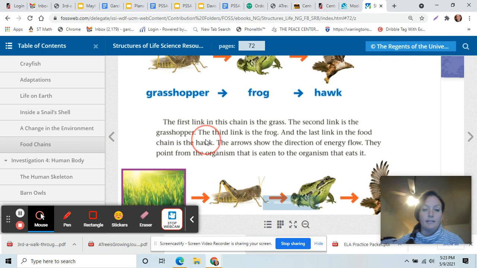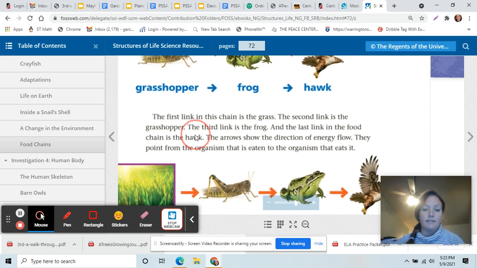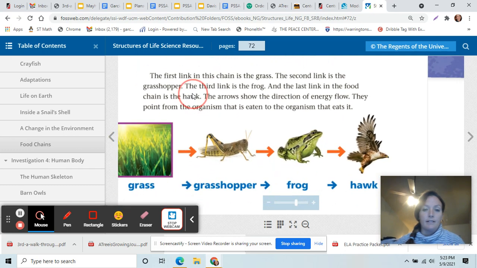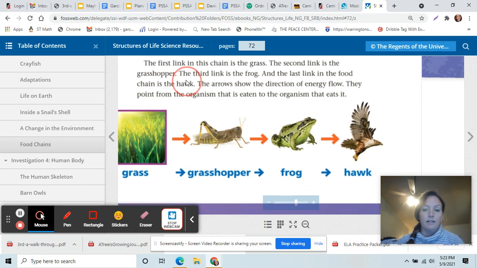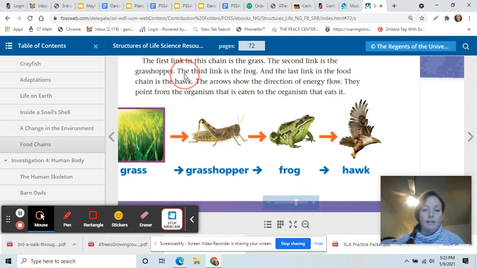The first link in this chain is the grass. The second link is the grasshopper. The third link is the frog. And the last link in the food chain is the hawk. The arrows show the direction of energy flow. They point from the organism that is eaten to the organism that eats it.